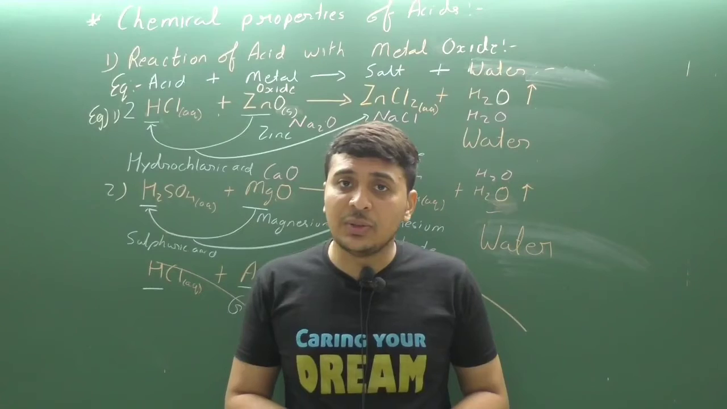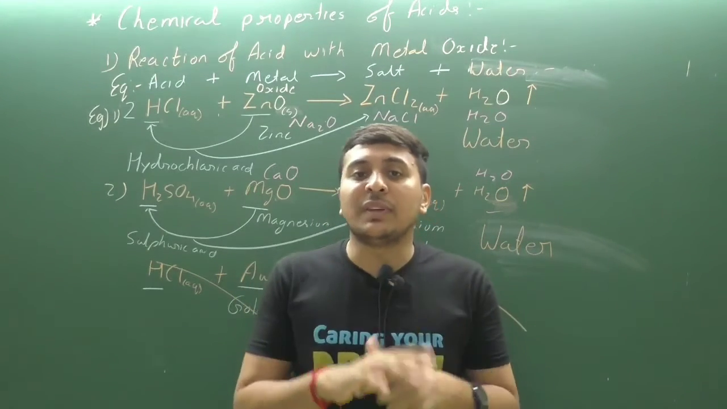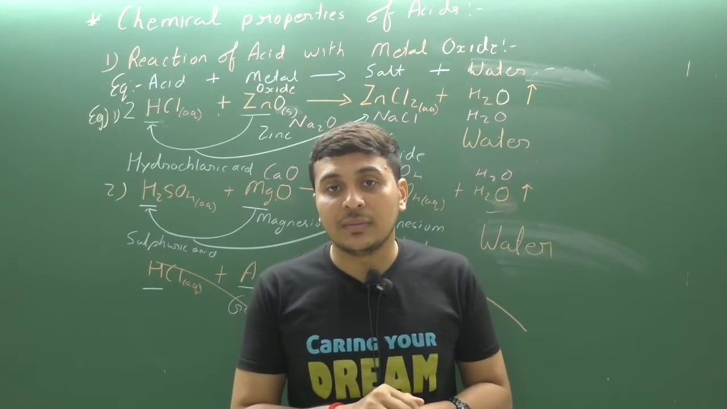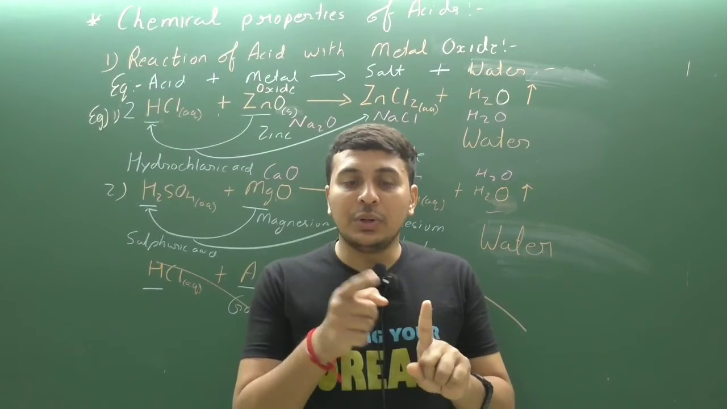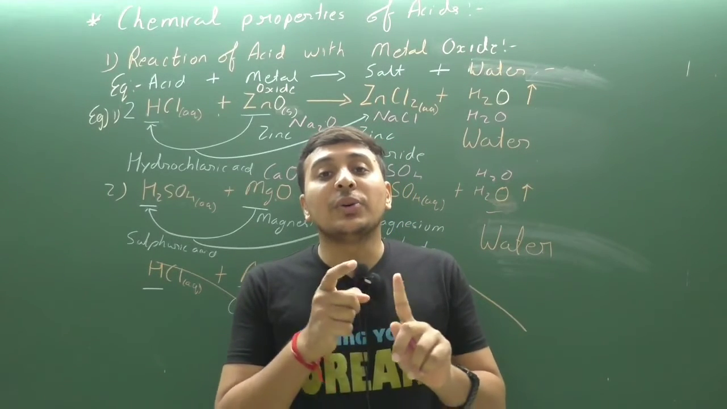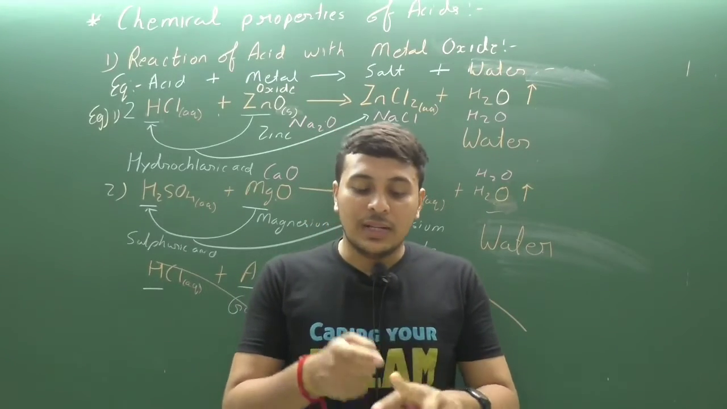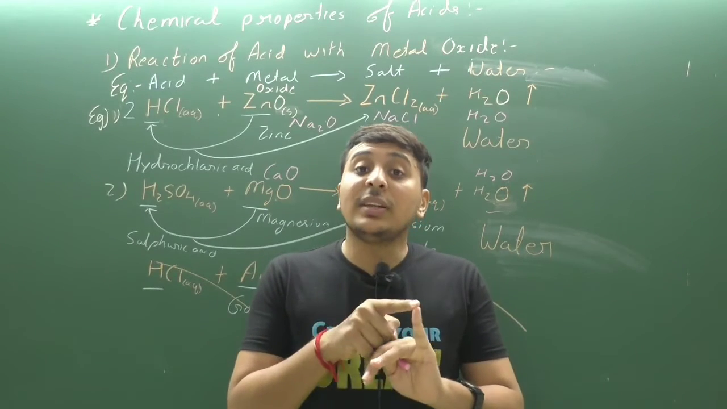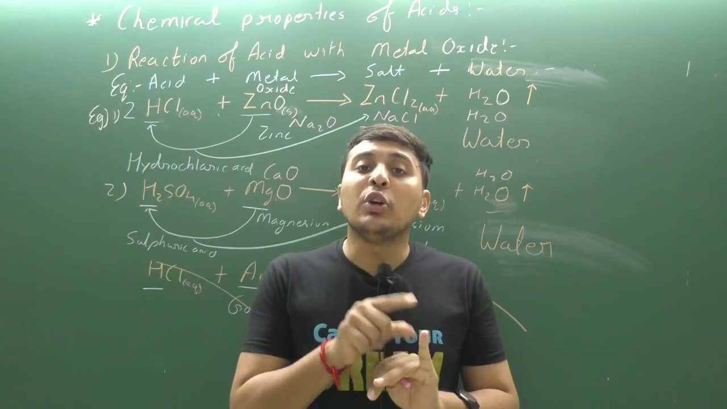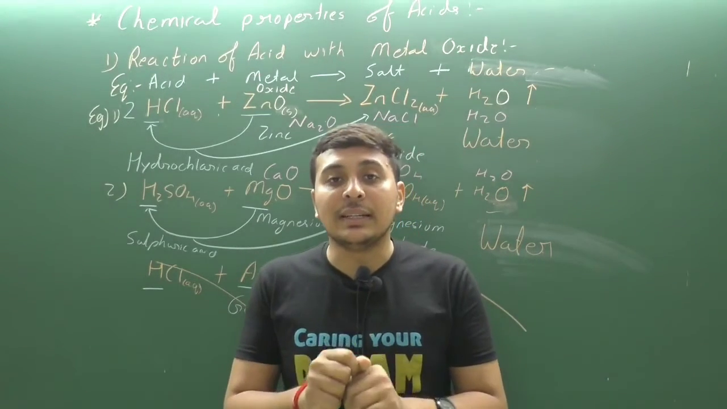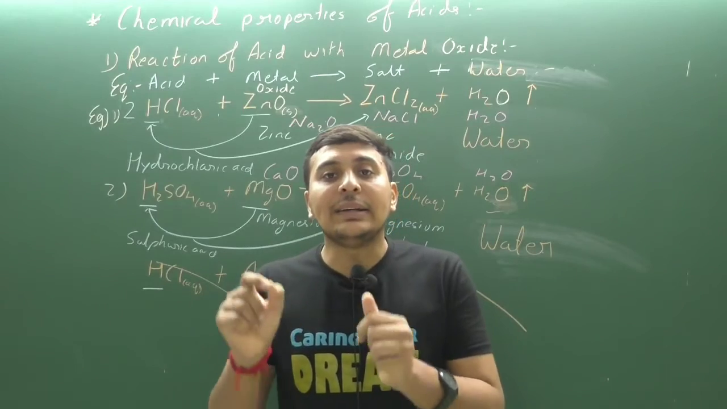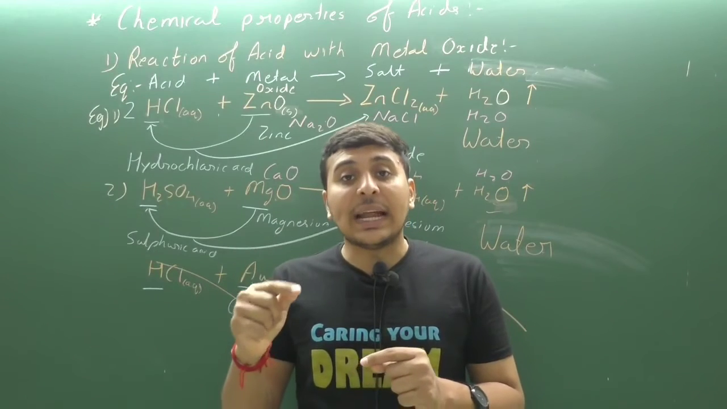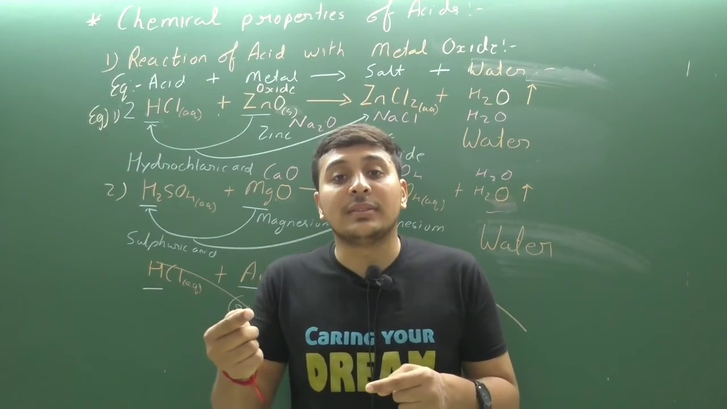How many different types of acids do you know? We have known 5 to 7 different types of acids. Clear? Yes or no? HCl. If you don't know, then note it down. HCl, hydrochloric acid. H2SO4, sulfuric acid. H2CO3, carbonic acid. H3PO4, that is phosphoric acid. HNO3, that is nitric acid. HNO2, that is nitrous acid.